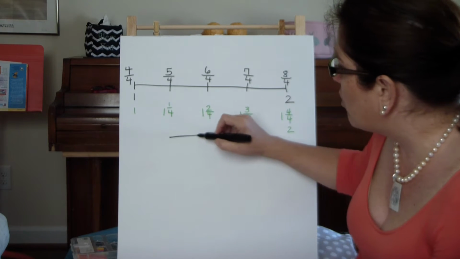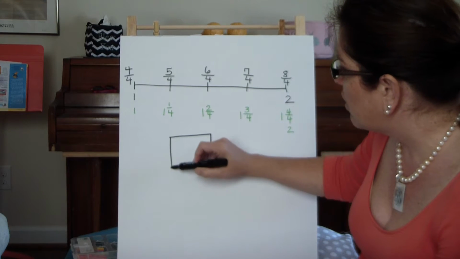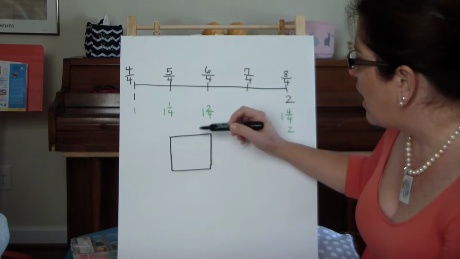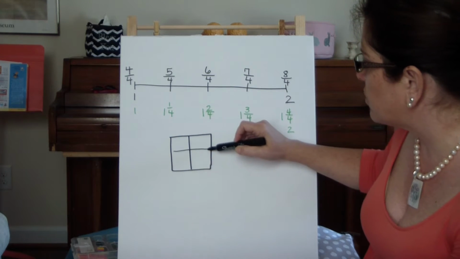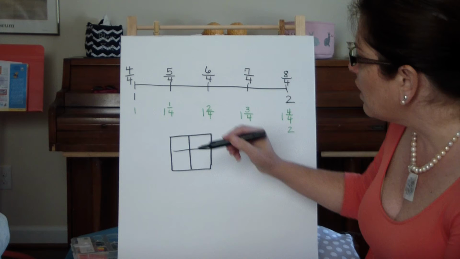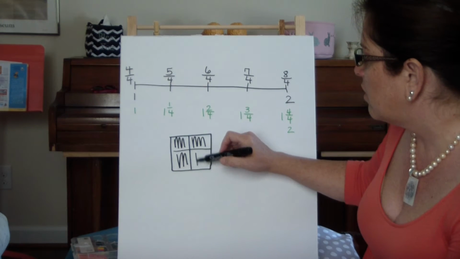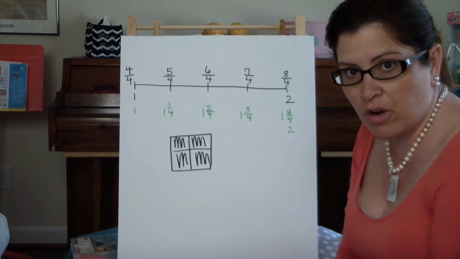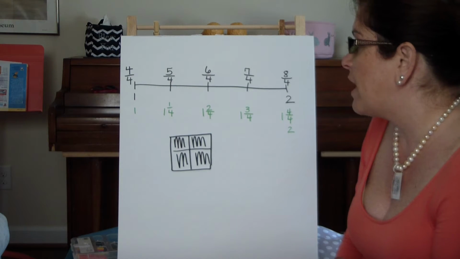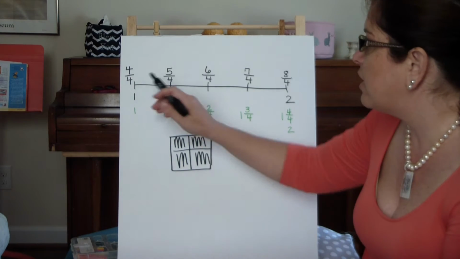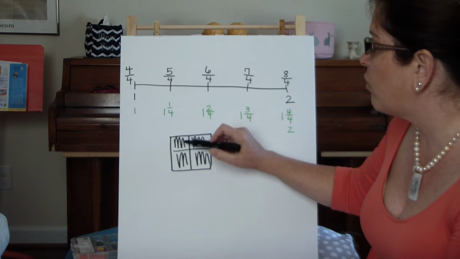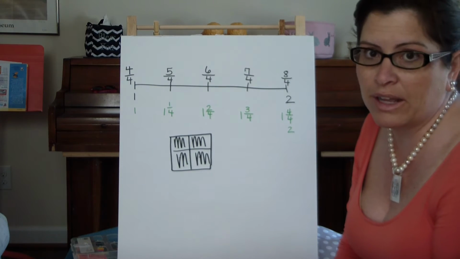So we know if we have a figure and we divide it into fours because that's what our number line is showing, and we color all 4 of our parts of our whole, we know that that is 1. We also know that it is 4/4, right? Because we have 4 parts out of 4 colored in.